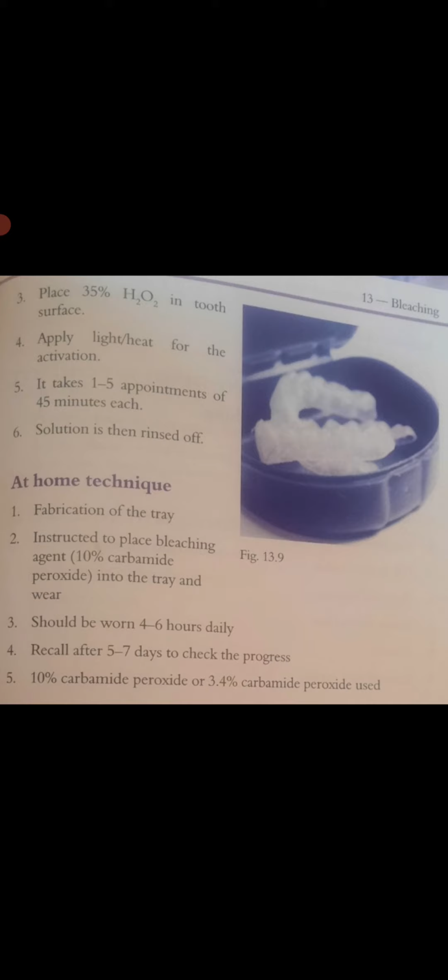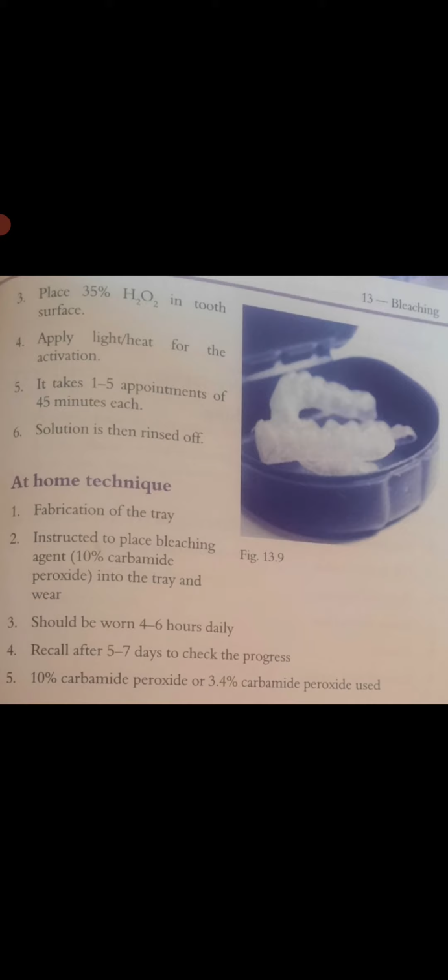Now come to home vital bleaching in a vital tooth. First we take an impression of the patient and send it to the lab, and we make a tray for the patient. First is the fabrication of the tray. Look at the diagram. In the bluish dish there is a white tray.